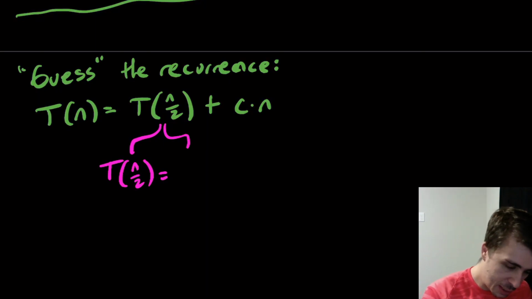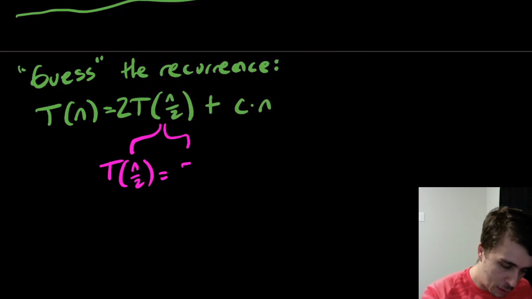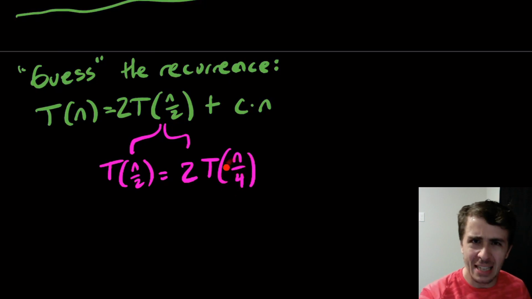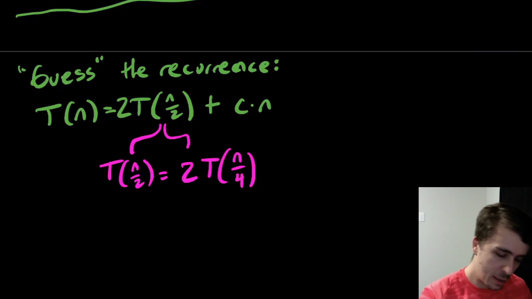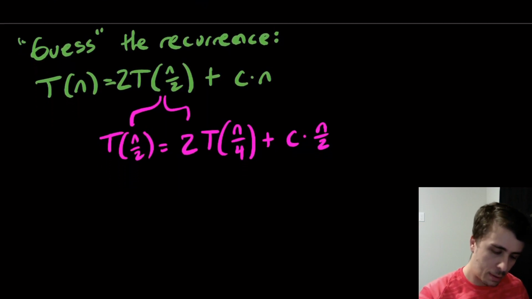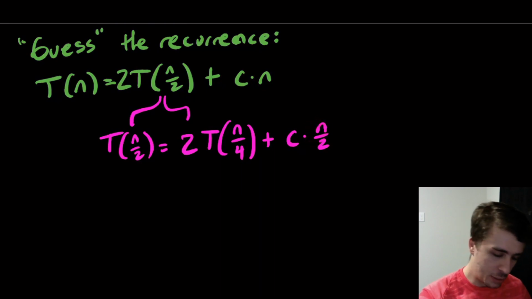So this, oh, actually, I forgot. This should have a 2 on the front. But that's actually crucial. So 2 times t of n over 4 this time, and I'll assume that n's a power of 2 to make this easy, plus c times n over 2, okay? Because everywhere I saw an n, I just stuck an n over 2 there.